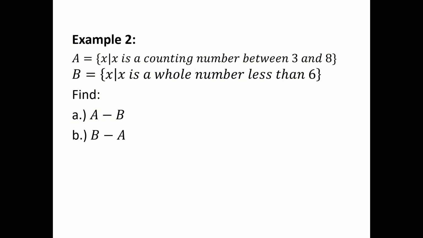Let's have another example. We have here two sets written in set builder notation. A is the set of x such that x is a counting number between 3 and 8, and B is the set of x such that x is a whole number less than 6. When we do set operations, it is easier for us to come up with a third set if it's written in roster notation and not in set builder notation. So the very first step that you need to do is you have to write it in roster notation.